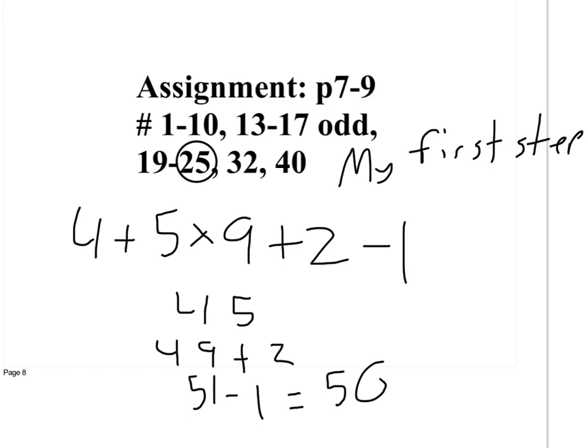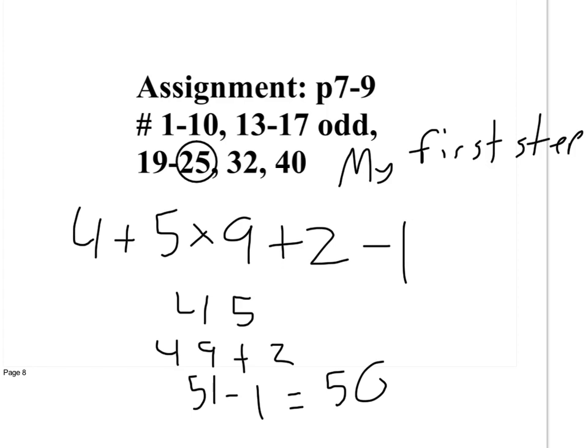Now I would say my first step is to take 5 times 9, because order of operations says I multiply and divide before I add and subtract. My next step is to add 4 to 45. My step after that is to add 2. Then I subtract 1. My answer is 50. Write that in complete sentences. Yes.